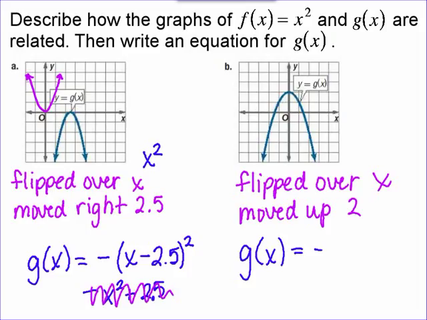Negative x squared plus 2. Okay, remember, the up or down shifts are not affected with the x at all. The left or right are the ones where you modify the x.